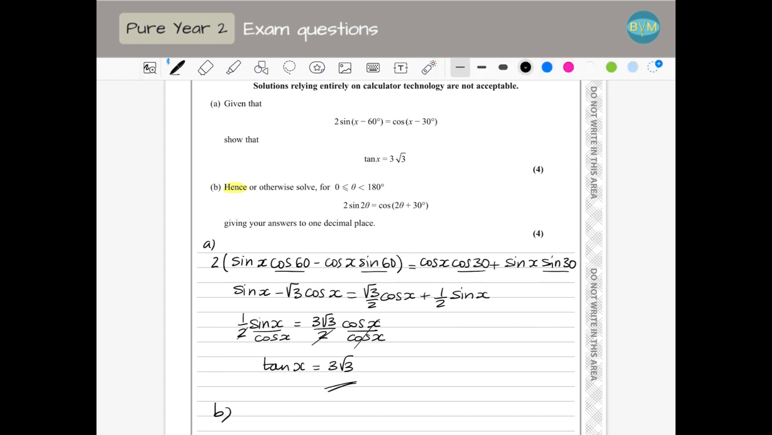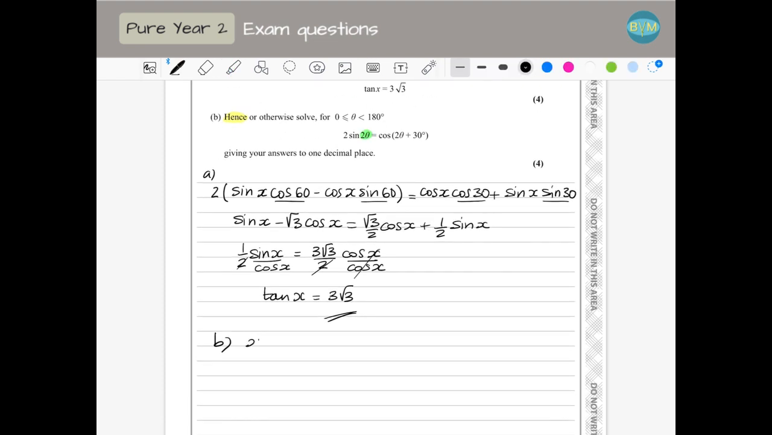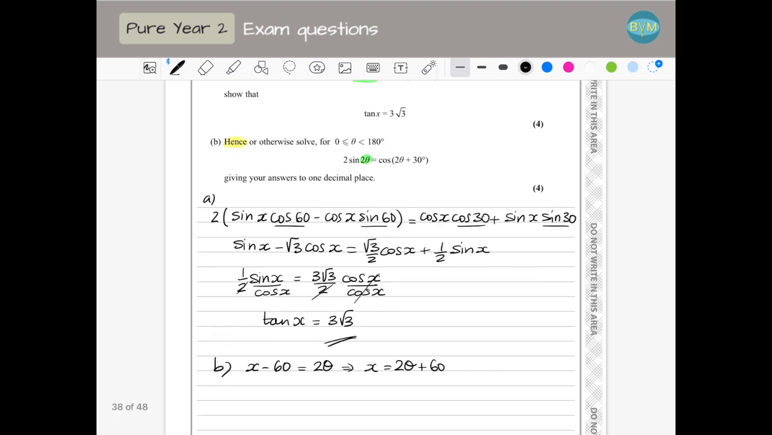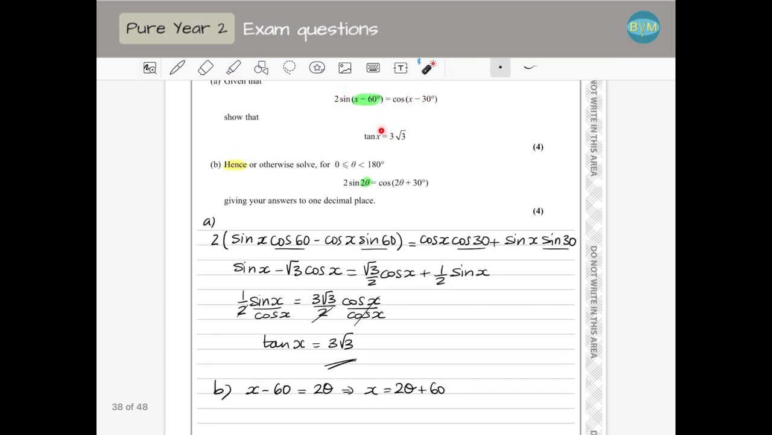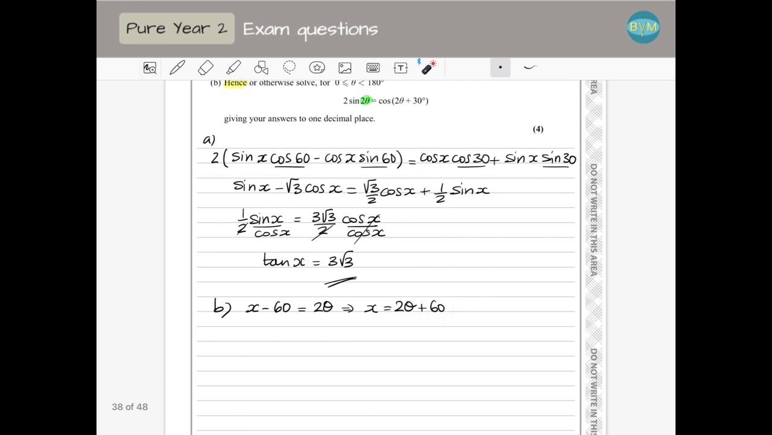So let me show you. We know that x minus 60 is now 2 theta, which means that x is 2 theta plus 60. So the solutions to this equation are these ones. The solution to this equation is going to be tan of x, which is 2 theta plus 60, equal to 3 root 3.